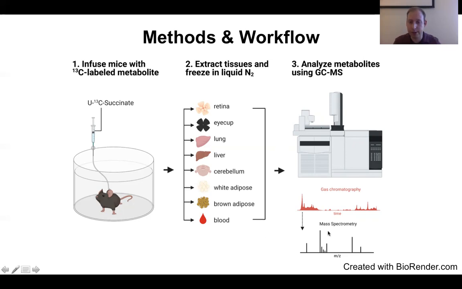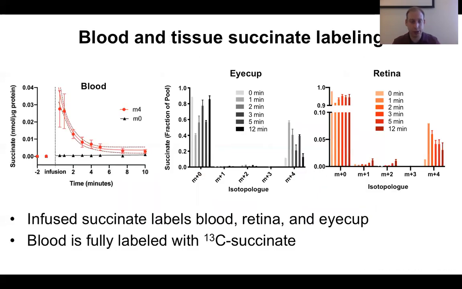If you look specifically at this series of 5 peaks here, you can see this M+1 would be this slightly shorter peak after the tallest peak in the mass spectrometry cartoon. And based on the different levels of these isotopologues, we can really determine what kind of metabolism that 13C is going through. So with 13C succinate, we can tell what pathways it enters into. And so this is just to show what happens in blood, retina, and eye cup after we've infused that 13C succinate into the mouse's blood.